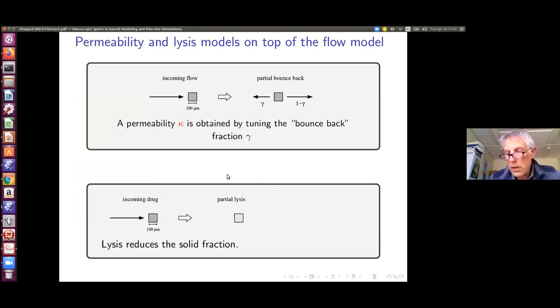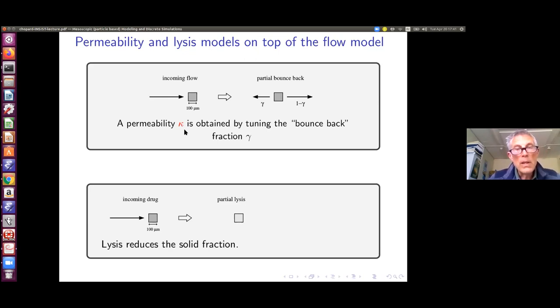Okay, so I remind you of some of the key ideas. We have a lattice-Boltzmann model for the fluid flow. I'm not going to describe that anymore, but I just want to add the problem of permeability, so the fact that the clot is an obstacle for the fluid. If one of these fluid particles arrives on a voxel with clot, part of the flow goes through and part of the flow is bounced back.